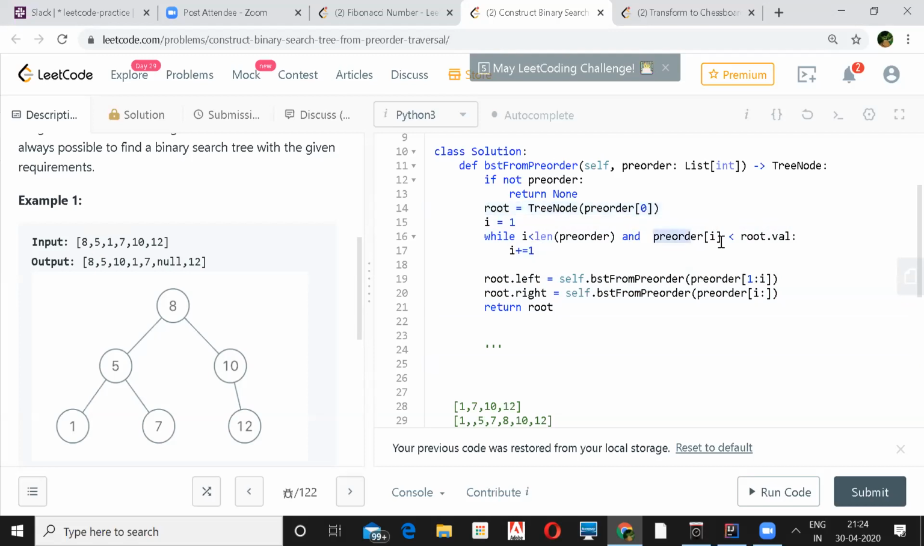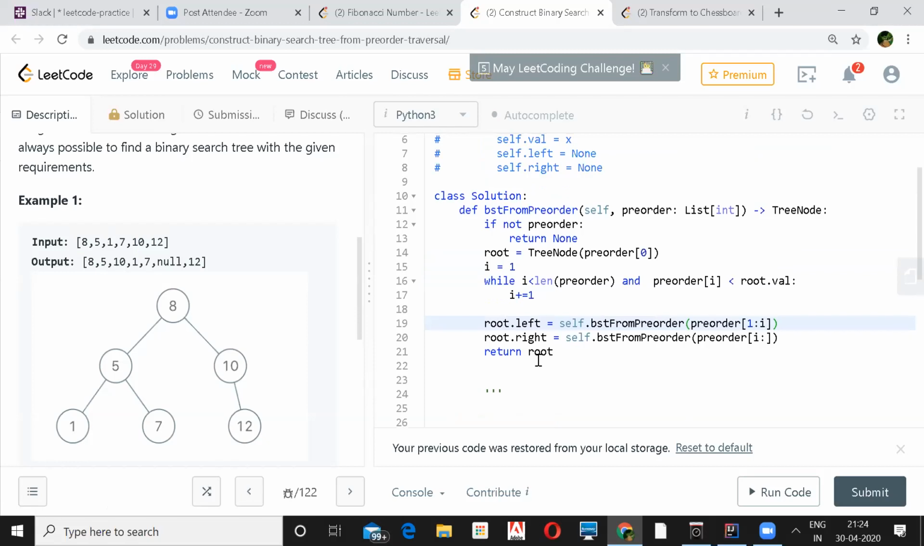I'll go till the point I find the element at the ith index is greater than your root. Your root is 8, so that will be your left part, and after that, the remaining will be your right part. Subsequently, you break that recursively. Again, 5 will be your root, and up to 1 you can go. So 1 will be your left child and 7 will be your right child.